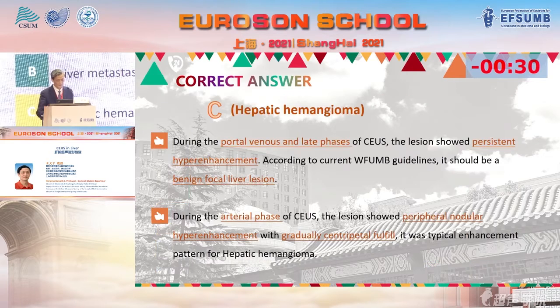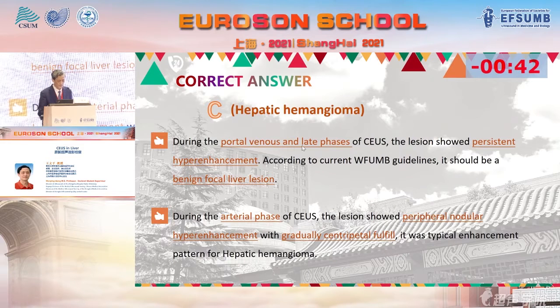Yes, it's very correct. The correct answer is C, hepatic hemangioma. Because during the portal venous and the late phase of CEUS, the lesion shows persistent hyper-enhancement, and according to current WFUMB guidelines, it should be a benign focal liver lesion. And during the arterial phase of CEUS, the lesion showed peripheral nodular hyper-enhancement with gradually centripetal fill-in. It was a typical enhanced pattern for hepatic hemangioma.